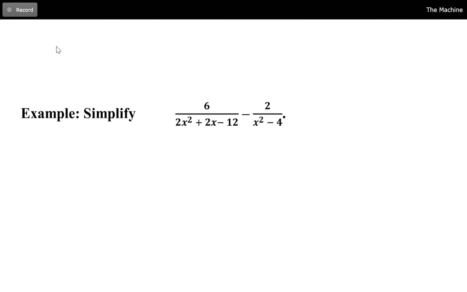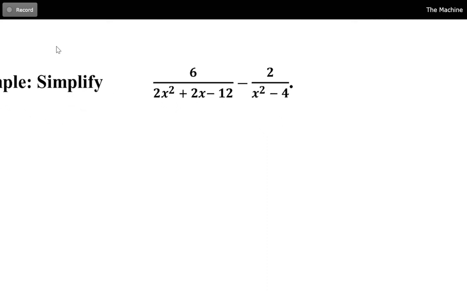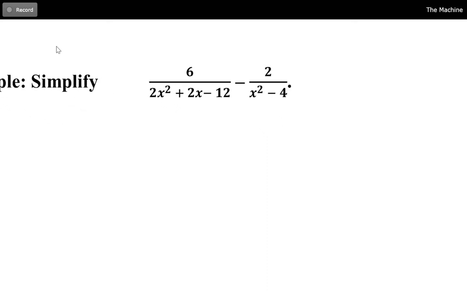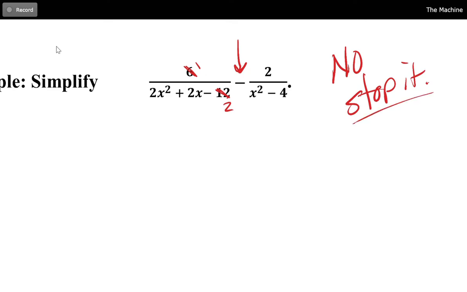All right, so now let's simplify this one here. Well, what's going on? I got 2 fractions, and I'm supposed to be subtracting them. Now, somebody's going to say, oh, look, I can simplify before I subtract. I can say, oh, that 6 is going to cancel with that 12, and that's going to leave me a 1 and a 2. And my answer to that is no. Stop it. Division does not cancel things that are added or subtracted. Division only cancels things that are multiplied.